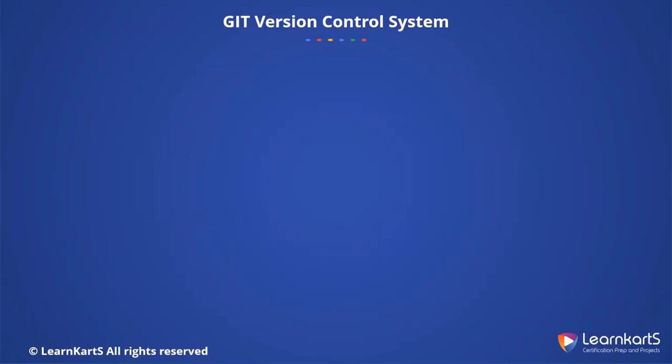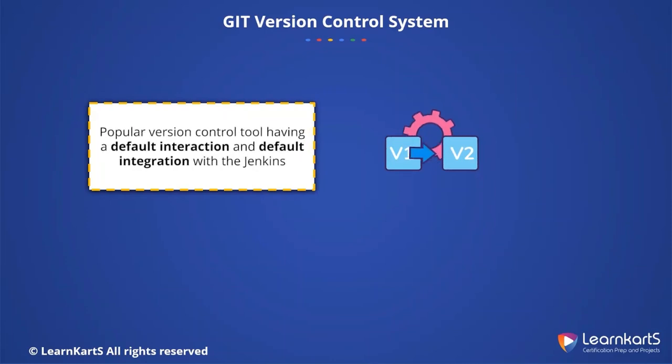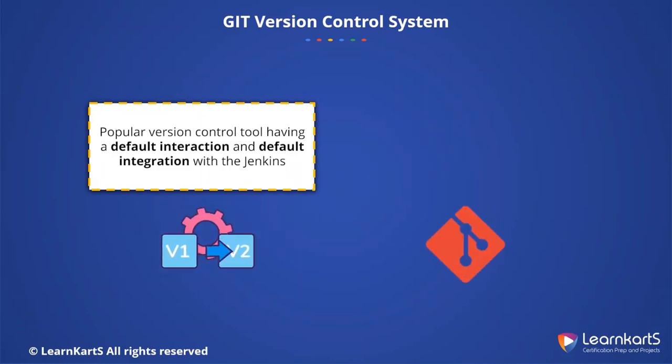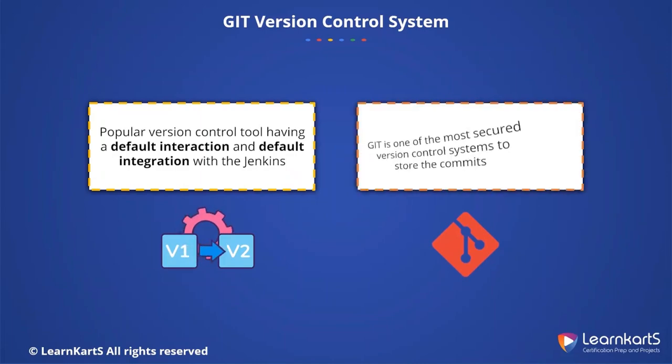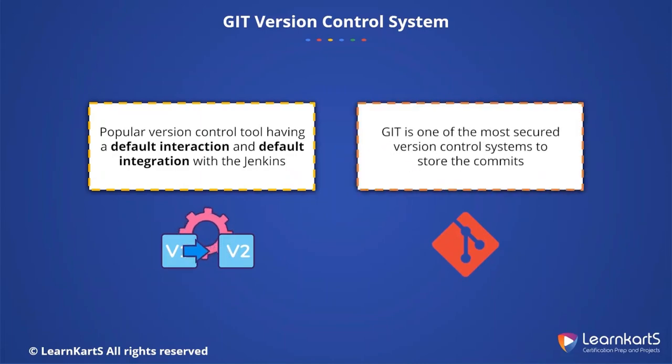So Git is a very popular version control tool, which has a default integration with Jenkins. That's the main purpose of using Git, and how exactly it can be implemented here. Also, Git uses a very secure mechanism of storing the commits, and all the commit information is available for us to see.